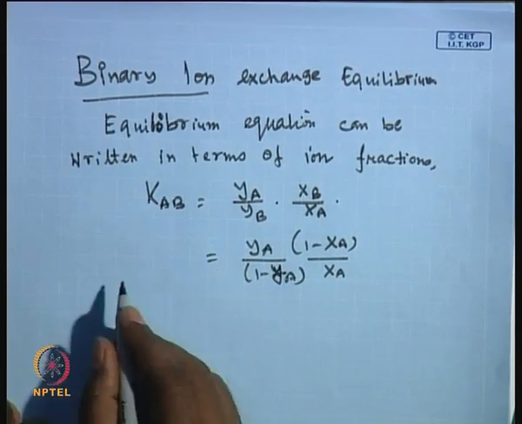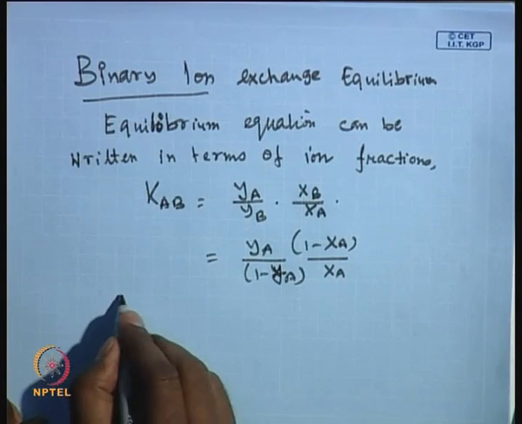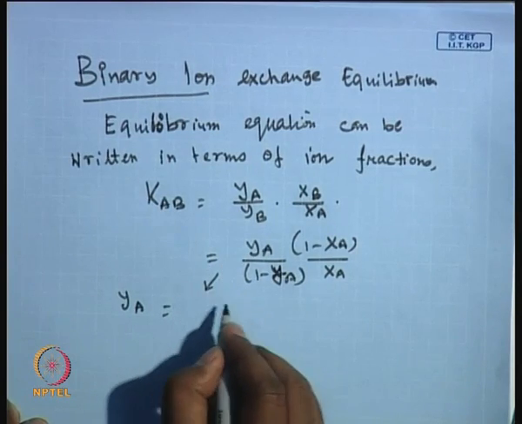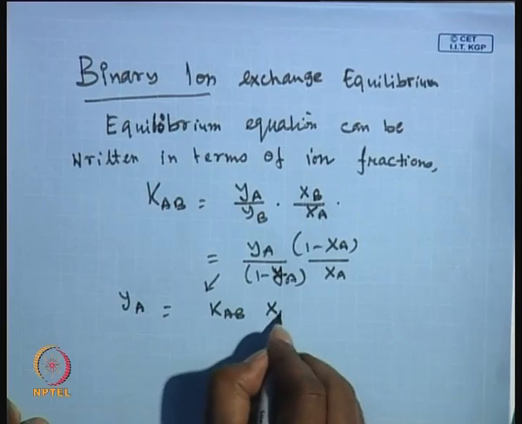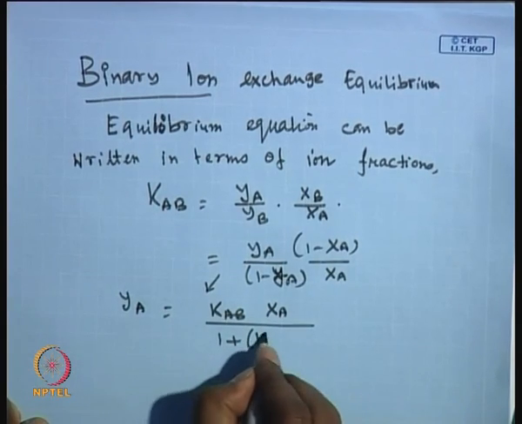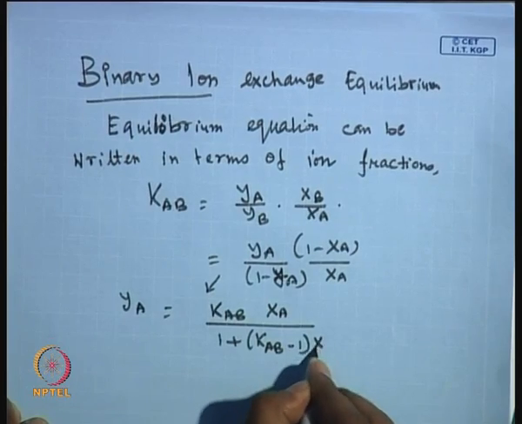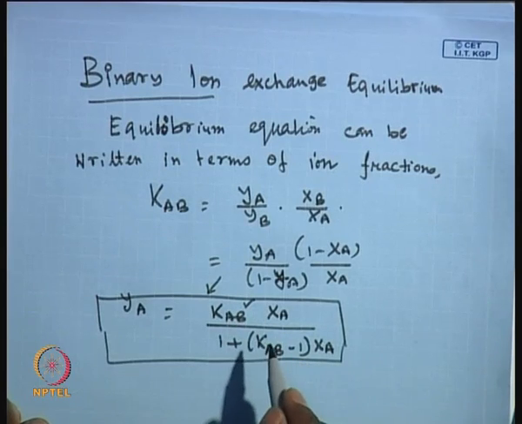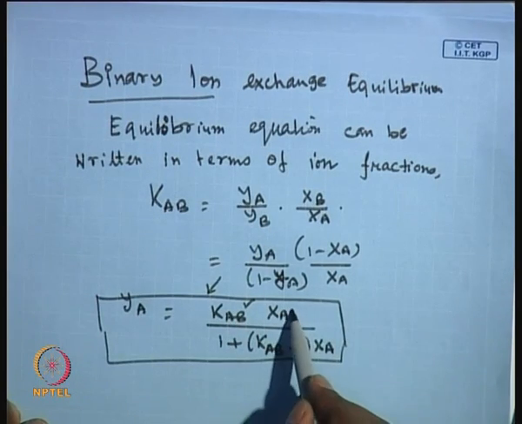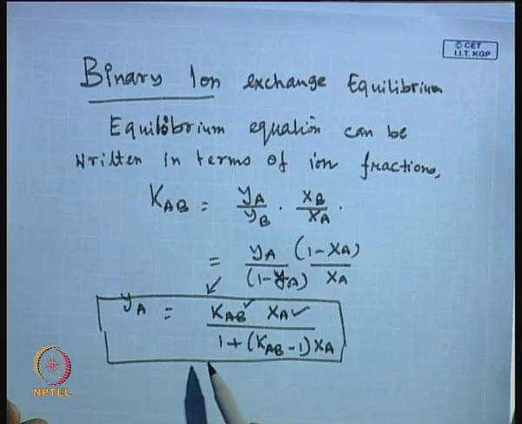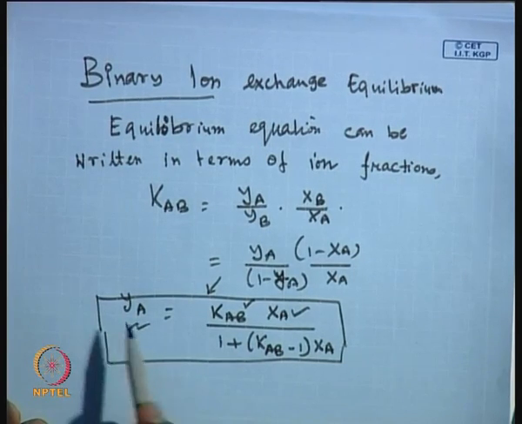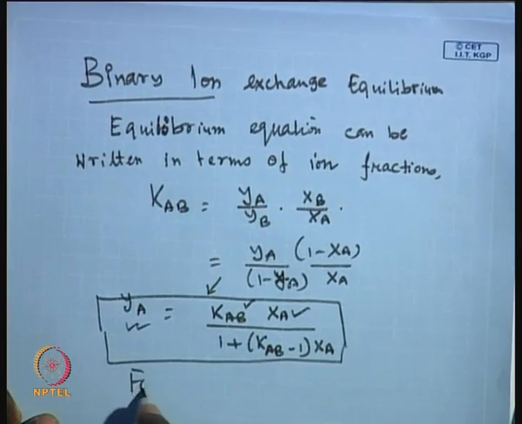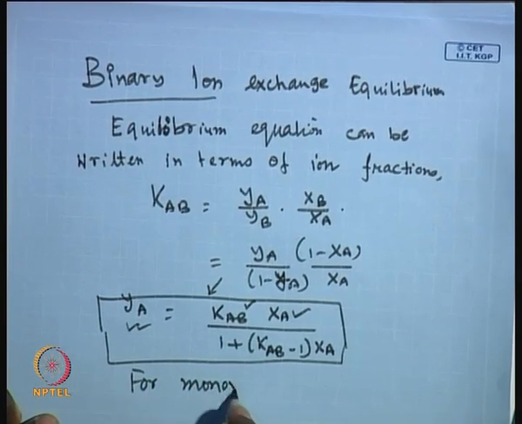Okay. So, you can extract Y_A from this equation, you can get Y_A in terms of X_A, that is K_AB X_A divided by 1 plus (K_AB minus 1) times X_A. So, from this equilibrium relationship, if you know the equilibrium constant K_AB and if you know the liquid phase concentration or liquid phase composition, you can find out what is the solute composition in the solid phase. So, this equation is for monovalent exchange system.